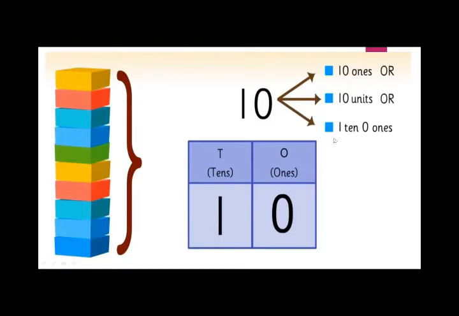We can also read this in this way: 1 ten and 0 ones. When we put 1 in the tens column, it is 1 ten and 0 ones. So these are the three ways to read it: 10 ones, or 10 units, or 1 ten and 0 ones.